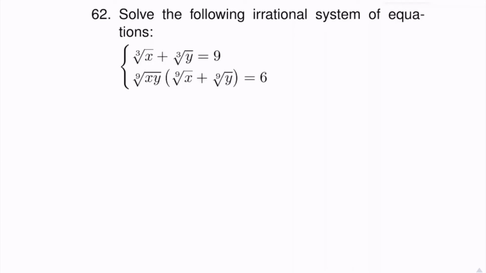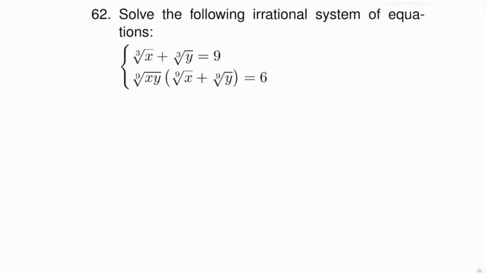This system of equations, to begin with, does not look like any of the classic equations that we have explained before. But after a little bit of manipulation, it will turn into one of the classic forms. To begin with, we have the third root of x and the third root of y, which are added together and give us 9. And then we have a more complicated expression which involves the ninth root of xy multiplied by the ninth root of x plus the ninth root of y.